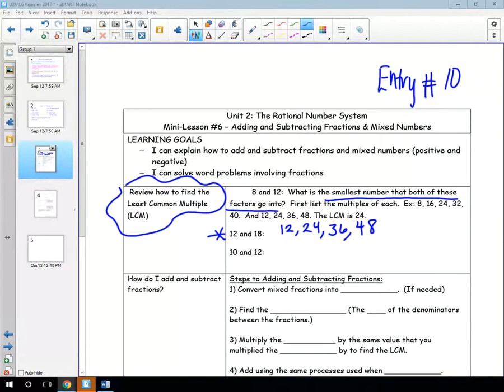18 times 1 is 18. 18 times 2 is 36. And well, look there. We found a common multiple, and it's the smallest one they have in common. So our least common multiple is 36. Okay, so between 12 and 18, if we list all the multiples of both 12 and 18, the common multiple that is the least is 36. And this is going to help us with adding and subtracting fractions.